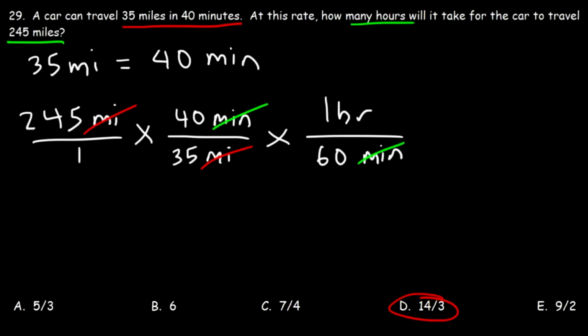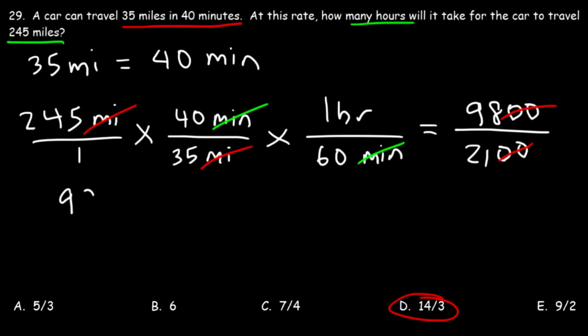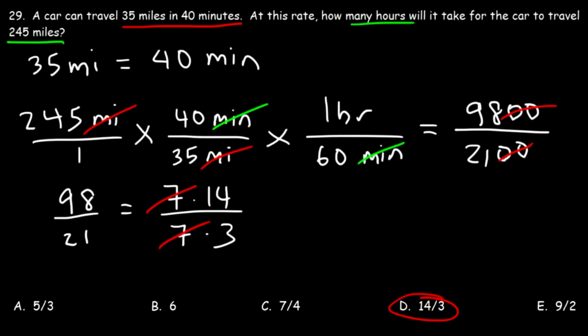So it's going to be 245 times 40, which is 9,800. And 35 times 60, that's 2,100. So we can cancel the 2 zeros. So it becomes 98 over 21. 98 is basically 7 times 14. 21 is 7 times 3. So we can cancel the 7s. And so the final answer is 14 over 3 hours.